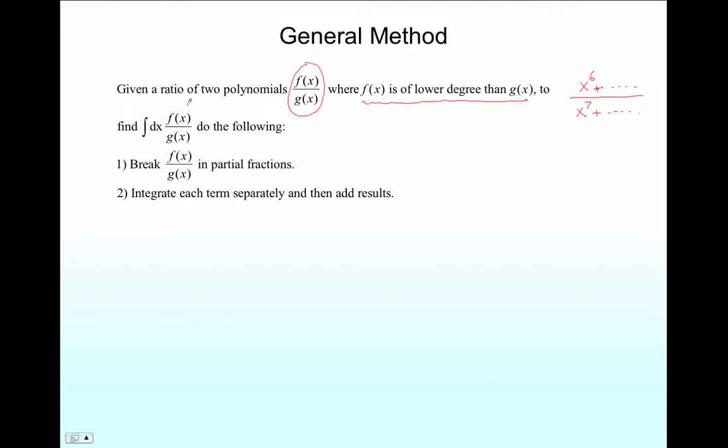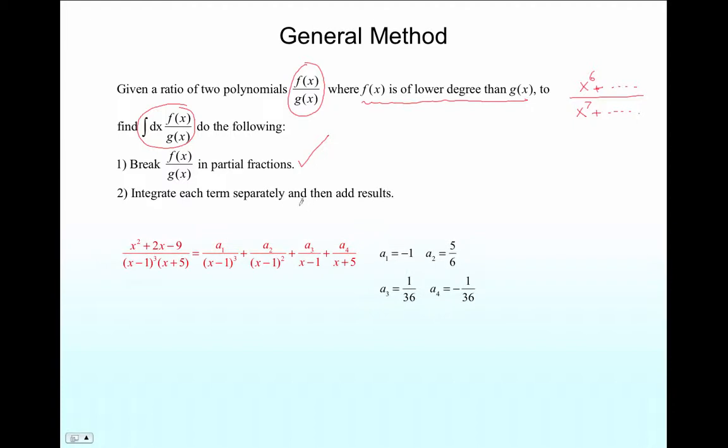In that case, in order to find this integral of f over g, we shall first break f over g into partial fractions. Partial fractions then make each term separately integrable, and then we just add the results. We've seen many examples of that. Again, let me reiterate. Here is a numerator. Here is a denominator which is of greater degree. You expand this out into partial fractions.